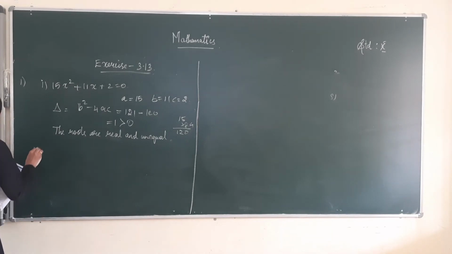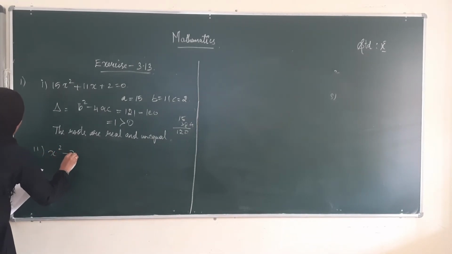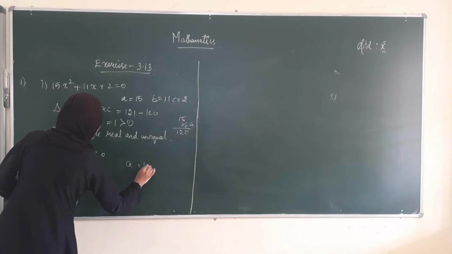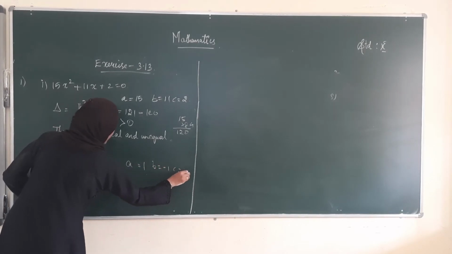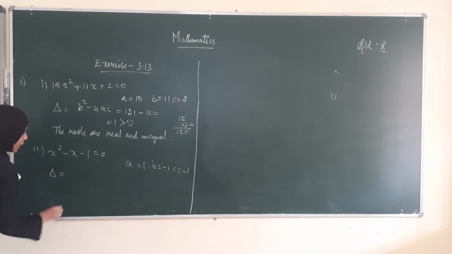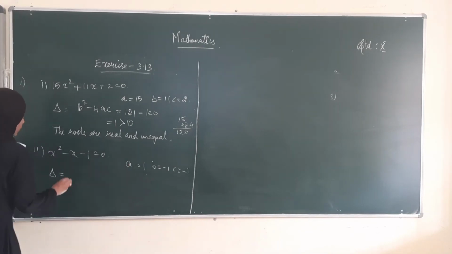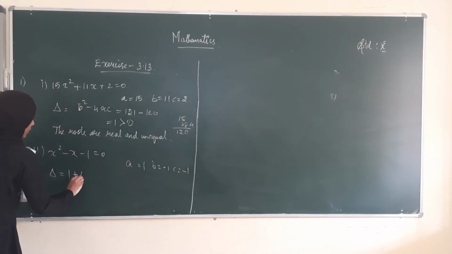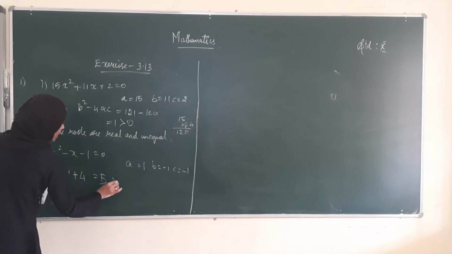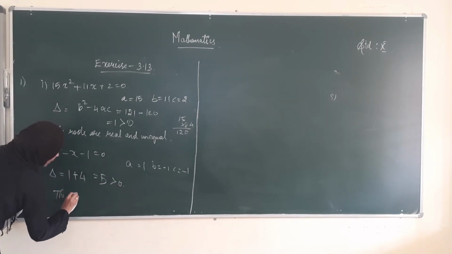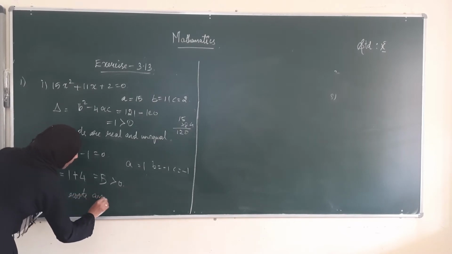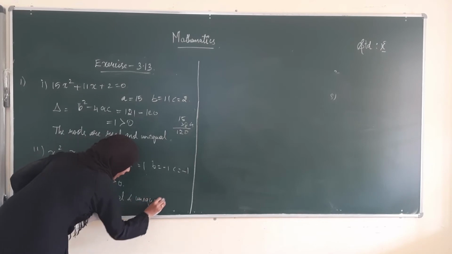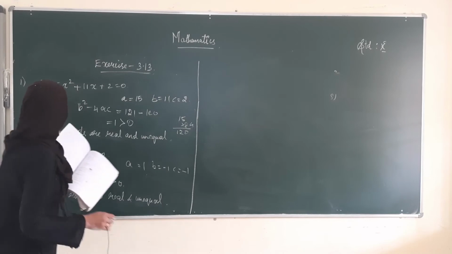See the second subdivision. The second subdivision is x squared minus x minus 1 equal to 0. What is the value of a? A is 1, b is minus 1 and c is equal to minus 1. Discriminant value, b square minus 4ac. b square is minus 1, minus 1 the whole square is 1, minus 4 into 1 into minus 1, it becomes plus 4, which is equal to 5, which is greater than 0. Therefore, we have to write that the roots are real and unequal.